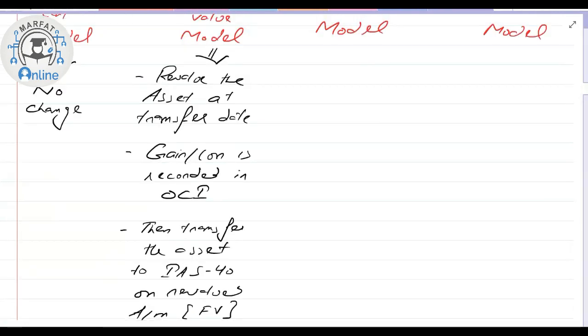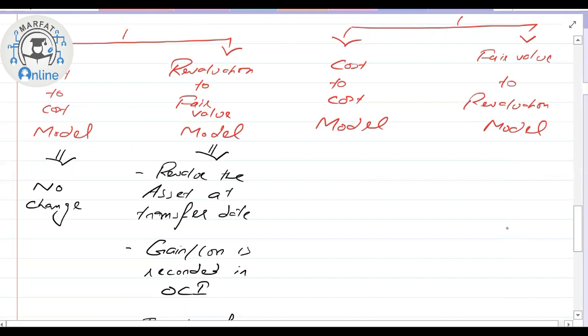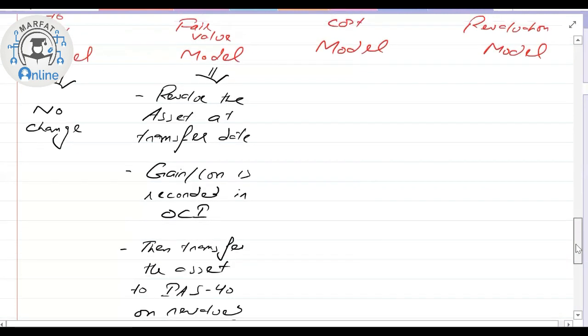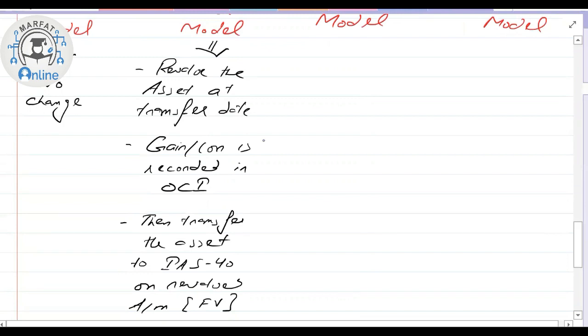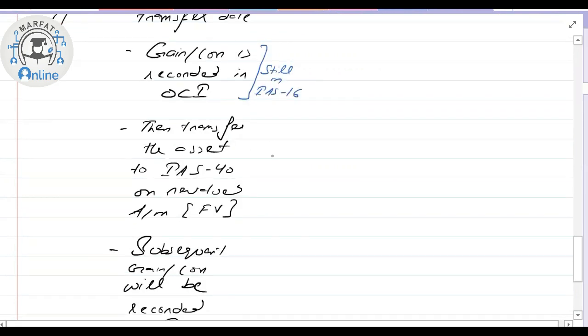So now again I'm going to revise it for you. If the property asset is transferred from cost to cost model, there is no change because the cost model is the same in both standards. If it is transferred from the revaluation to fair value model, from IAS-16 to IAS-40, we are going to revalue the asset at transfer date, at the date on which we are transferring the asset from revaluation model to fair value model. Any gain or loss is recorded in OCI because the property is still in IAS-16. Then transfer the asset on revalued amount.